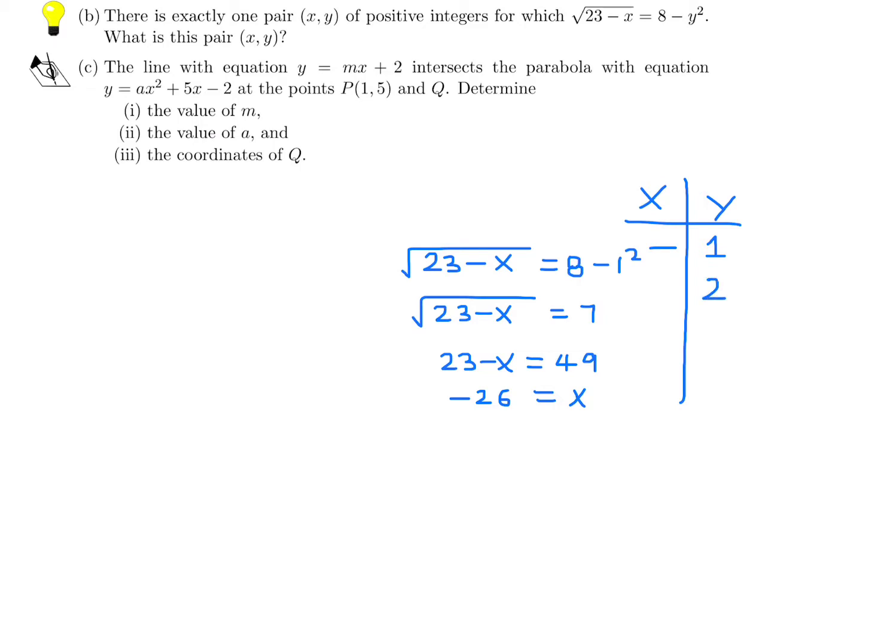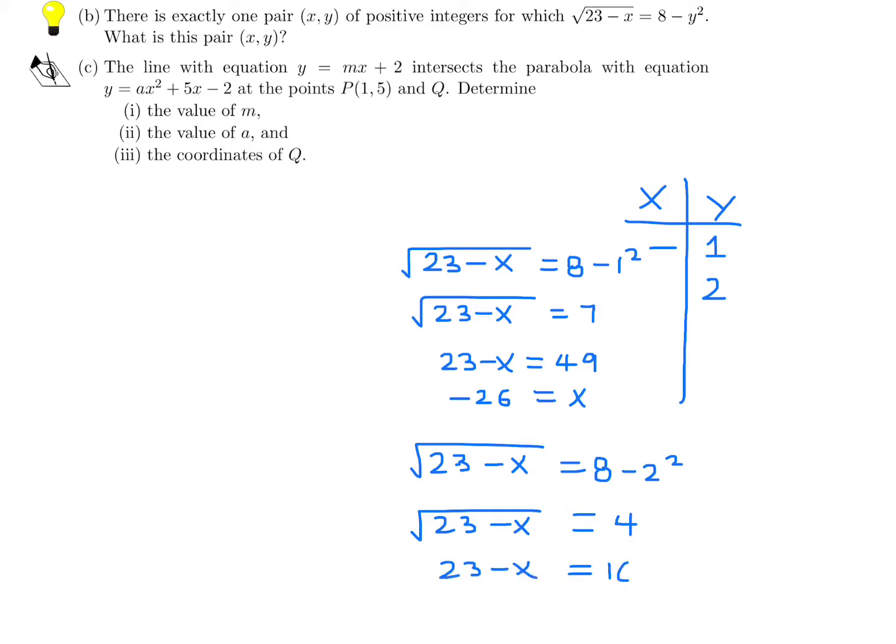Let's try the next one, which is 2. If y is 2, we get root of 23 minus x is 8 minus 2 squared. So that's 8 minus 4, which is 4. Square both sides, and I get 23 minus x is equal to 16, and therefore x looks like 23 minus 16, which is 7. And that works. Both of those are positive, and since there's only one pair, that's the only pair we need to worry about.